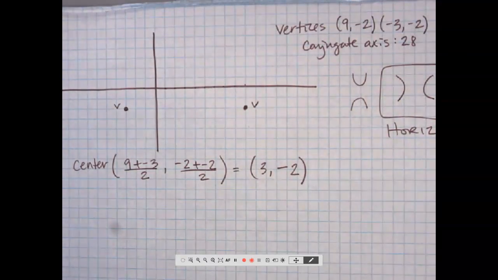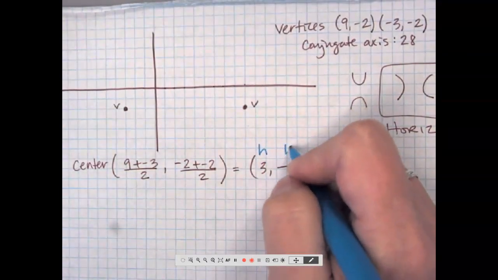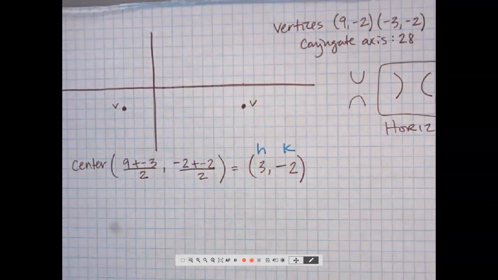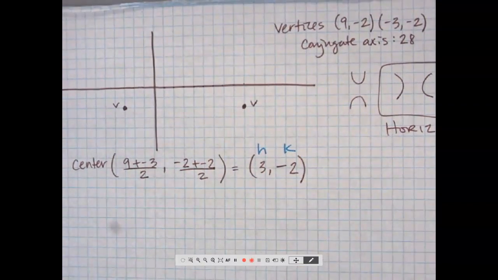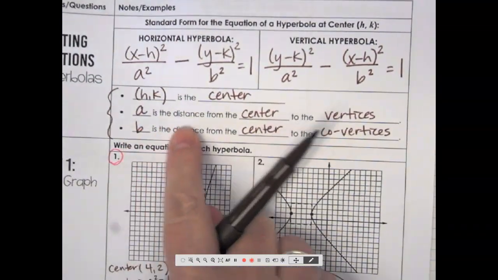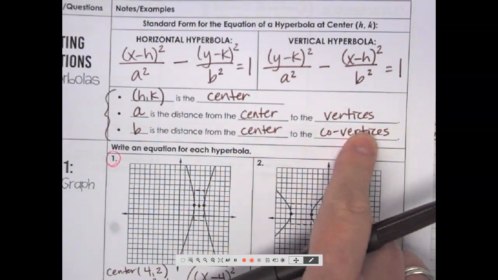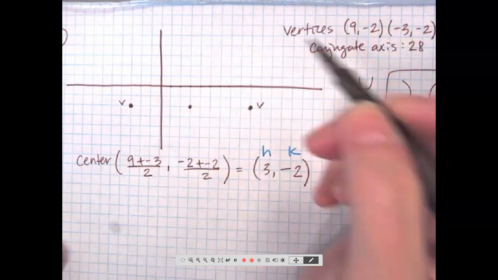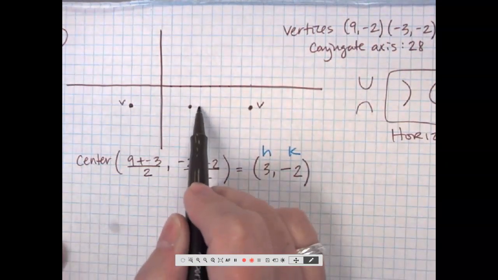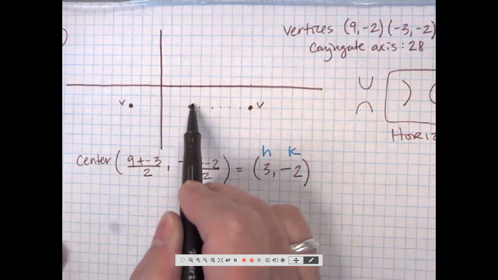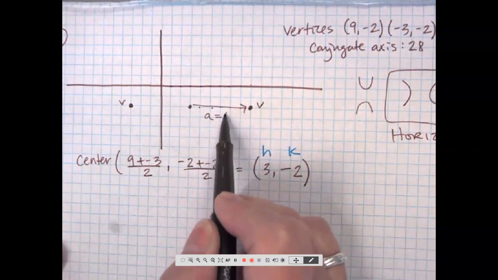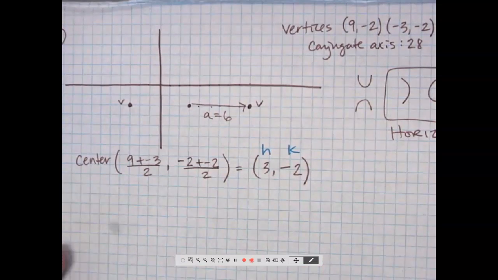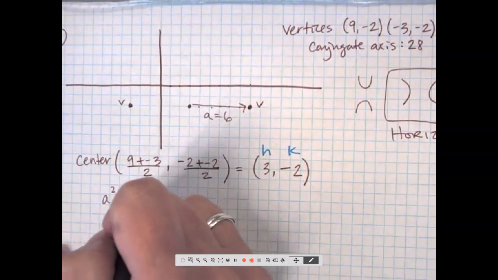So what I know so far is H and K, and the fact that it's a horizontal hyperbola. So now I can find one more piece of information from just these two points. Remember, just a minute ago, we said that A was the distance from center to vertices. So I can just count. My center point is here, and distance of A is 1, 2, 3, 4, 5, 6. So A is 6. Well, if A is 6, A squared is 36.